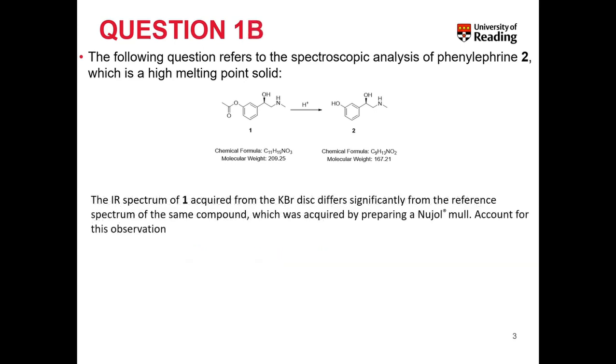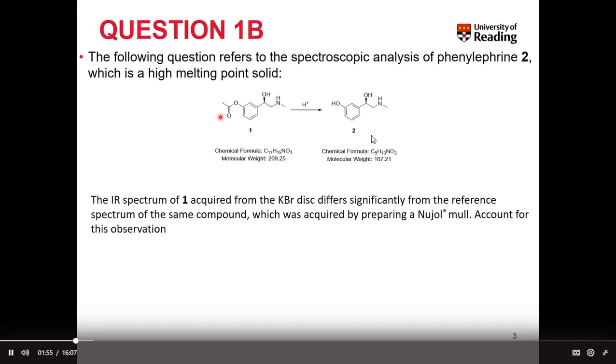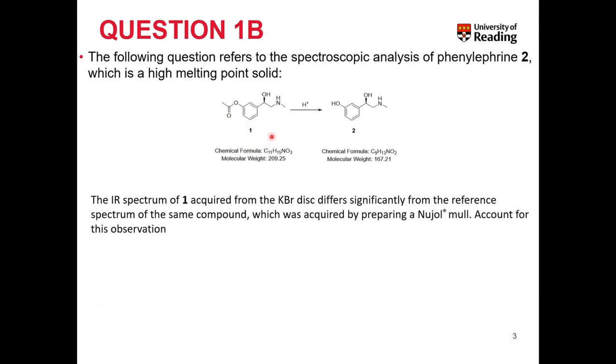Question 1b requires you to know not only what the KBr disc method involves, but also about the Nujol-mull method and why this method will give you a slightly different infrared spectrum to using KBr. Now, the question says that the infrared spectrum of compound 1, which is here, differs significantly from the reference spectrum, which was acquired by preparing a Nujol mull, and it asks you to account for this observation.